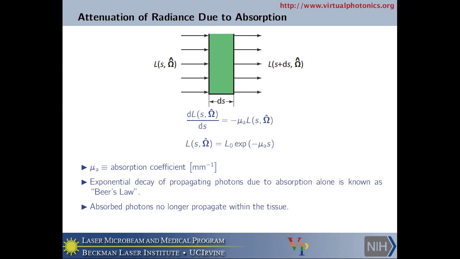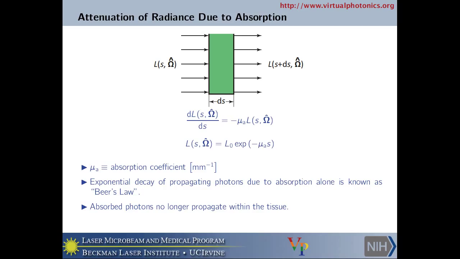So the change of this radiance per unit distance s is going to be linked by the density of absorbers times the actual amount of light coming that you're directing into this sample.